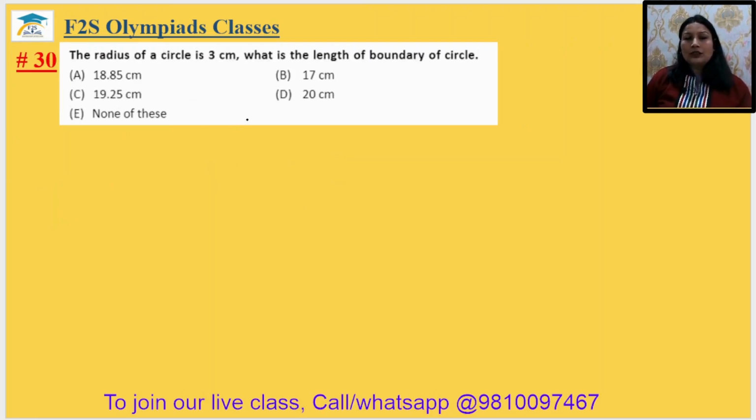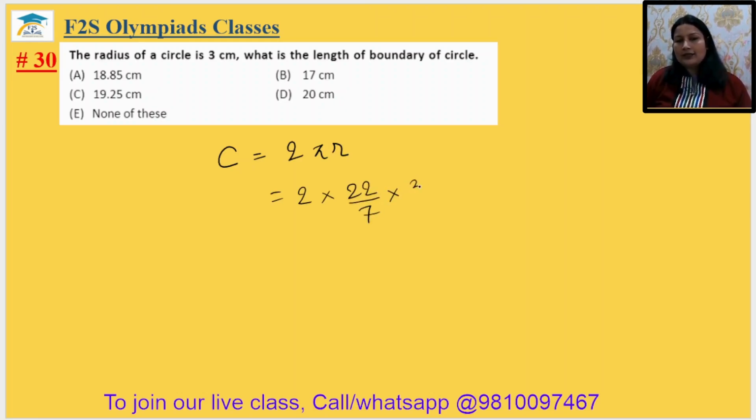Question number 30. The radius of a circle is 3 centimeter. What is the length of the boundary of the circle? Length of the boundary of the circle, that is your circumference of the circle. This is your 2 pi r. So 2 multiplied by 22 by 7 multiplied by r is 3 here. So after multiplication, you will get 132 by 7 and after decimal division, you will get 18.85 centimeter. It is in the option number A. The 30 answer will be option A.